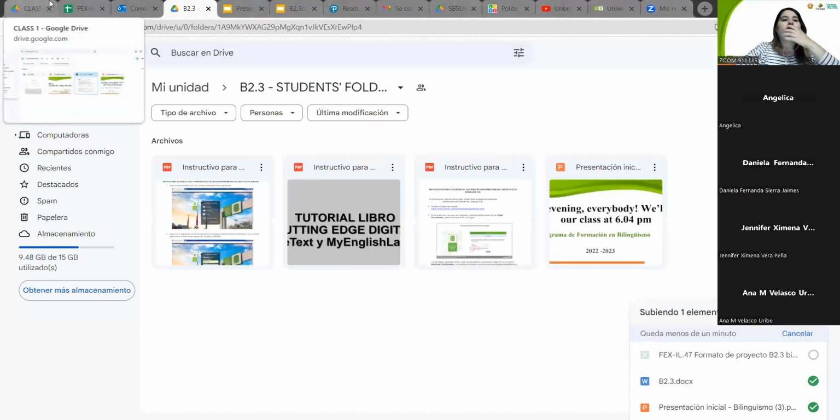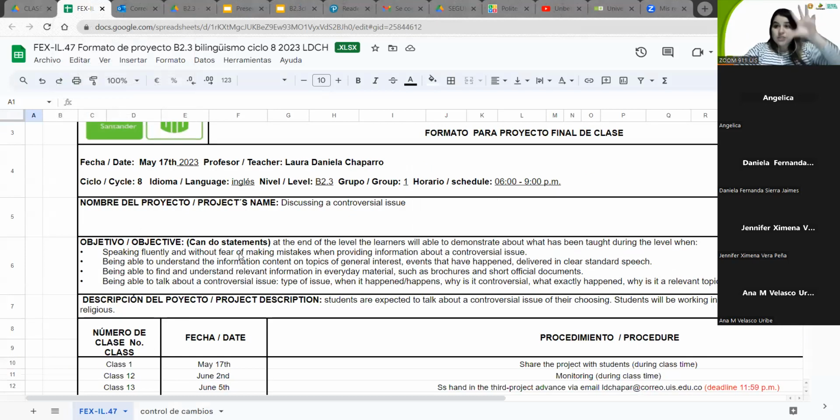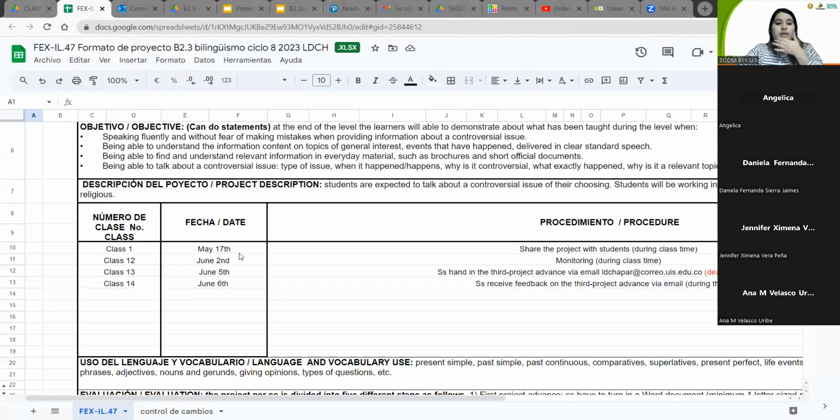Okay, very good. So for this one, remember, this is our project. This is the same information, the same format that you have. Today is our first class, on May the 17th. And I'm going to tell you what the activity is for this cycle, or the information that you need to send me for the third project progress.